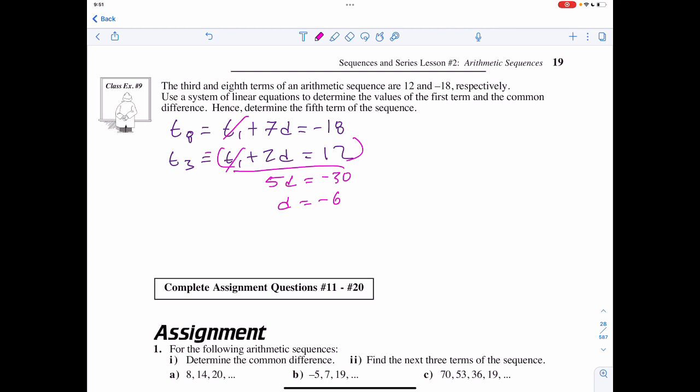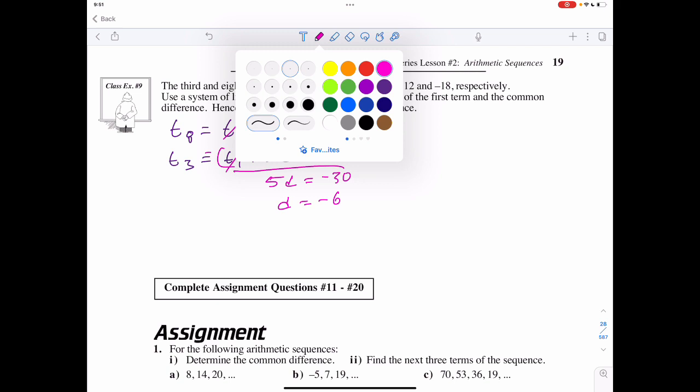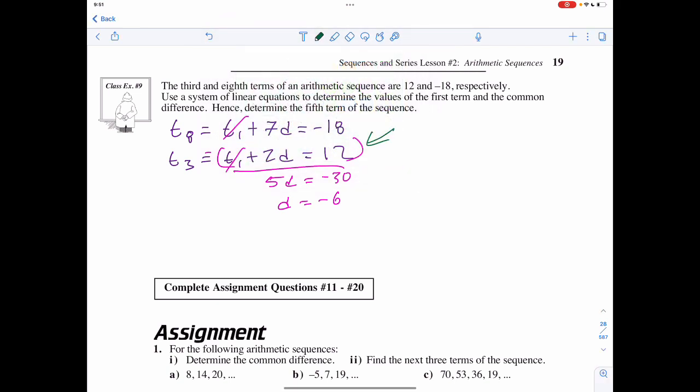If they know that d is equal to negative 6, they just plugged the value of d back into one of the two equations, basically just like we did. T1 plus 2 times negative 6 is equal to 12. T1 is going to equal 12 minus 2 times negative 6, which is going to be the same as 24.